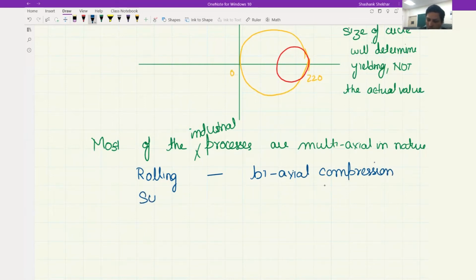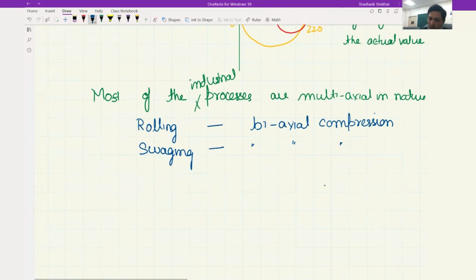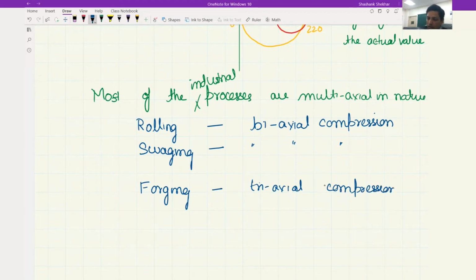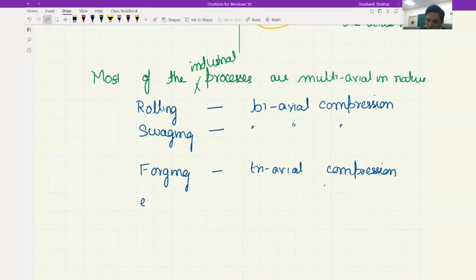If we talk about swedging, this is also biaxial compression. If we talk about forging, then it is triaxial compression. If we talk about extrusion, then again it is triaxial compression. And these are some of the most common ones.